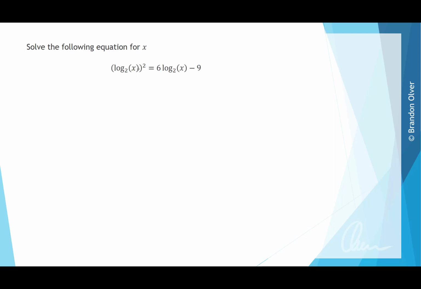Now if we notice where the squared position is here, this indicates to us that because we've got a (log₂ x)² term, a log₂ x term, and a constant, it may in fact be a quadratic that's hidden inside our log equation.